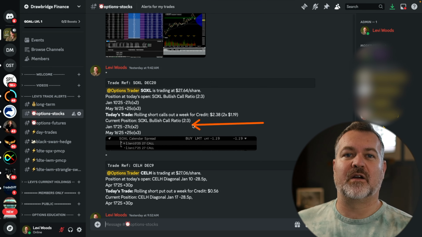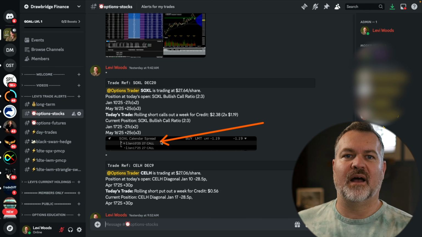We can now see the current position. This is what I'm in now. So I am still in a SOXL bullish call ratio spread 2 to 3. I now have the January 17th, 27 calls. So we can see exactly what happened. We went from the January 10th, 27 short calls to the January 17th, 27 short calls. And I said that, rolling short calls out a week for a credit. And I included the screen grab so you can see exactly what happened.